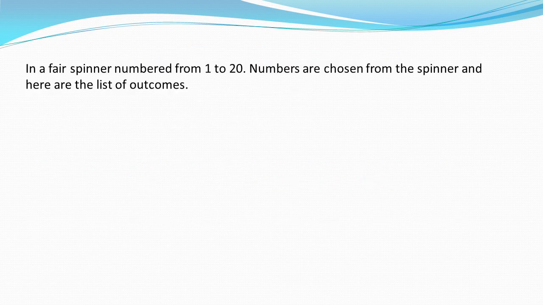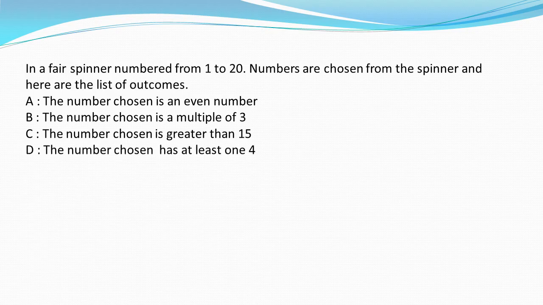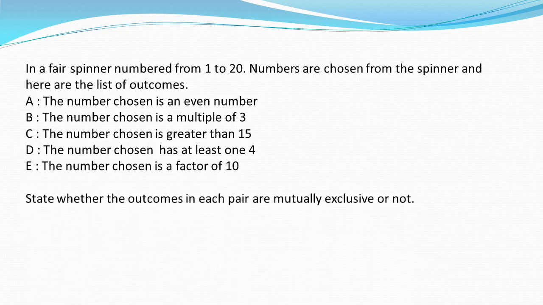Let us take the first example. In a first spinner, numbered from 1 to 20, numbers are chosen from the spinner, and here is the list of outcomes. First spinner means the numbers are not repeated more than once. The first event, A, the number chosen is an even number. B, the number chosen is a multiple of 3. C, the number chosen is greater than 15. D, the number chosen has at least one 4. E, the number chosen is a factor of 10. And they are asking to state whether the outcomes in each pair are mutually exclusive or not.